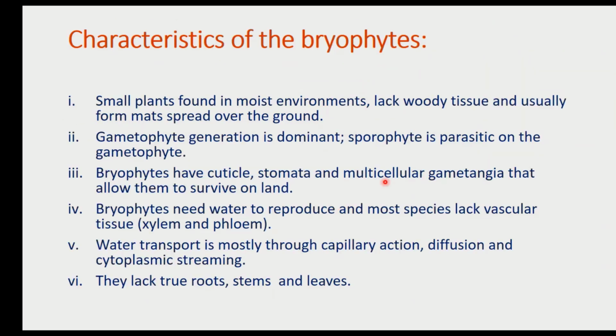The main characteristics of bryophytes include small plants found in moist environments, which lack woody tissues and usually form mats spread over the ground. You know the moss, the bryophytes, you know them. I'm sure if you just go around your house now, you can see them one way or the other. And the gametophyte generation is dominant, and the sporophyte is parasitic on the gametophyte.